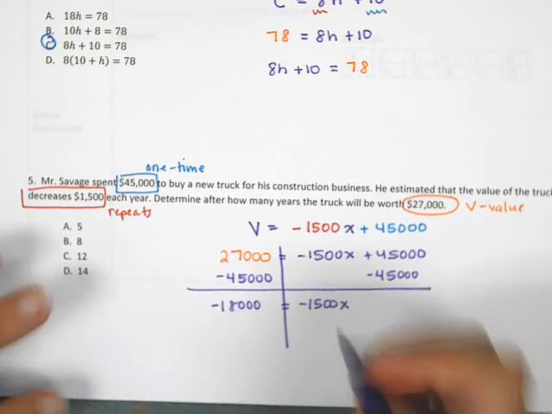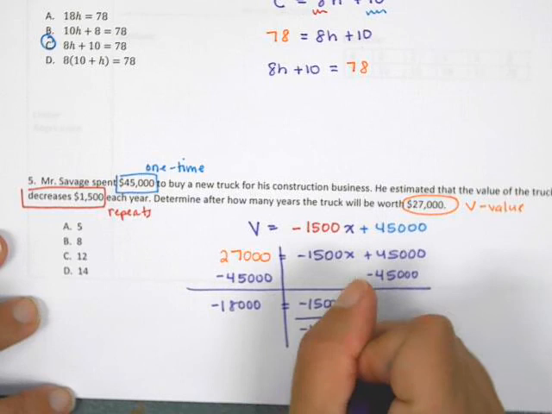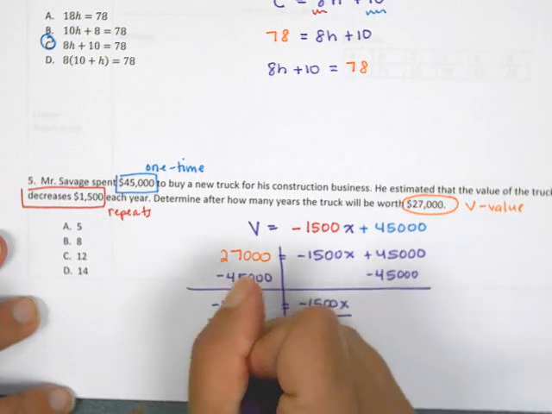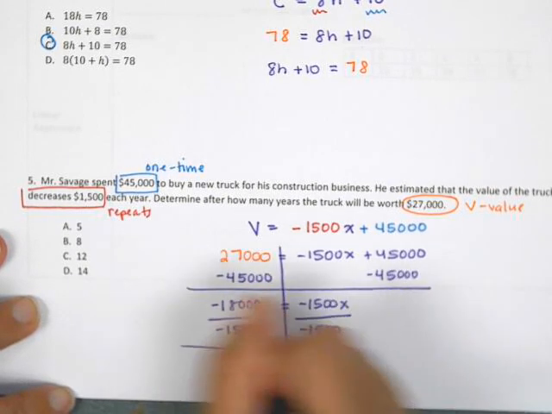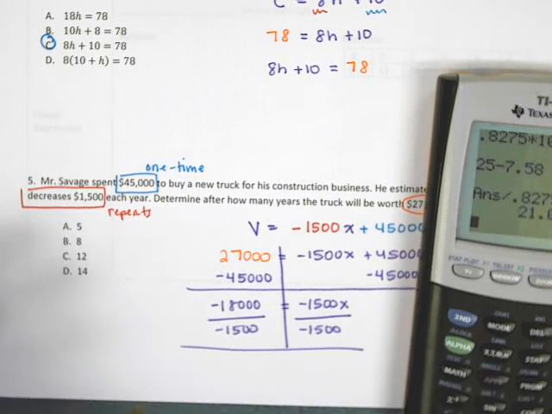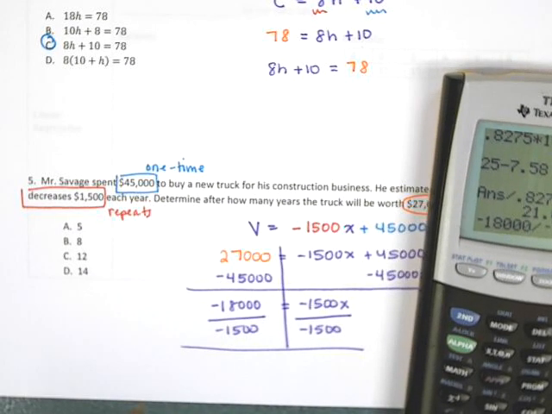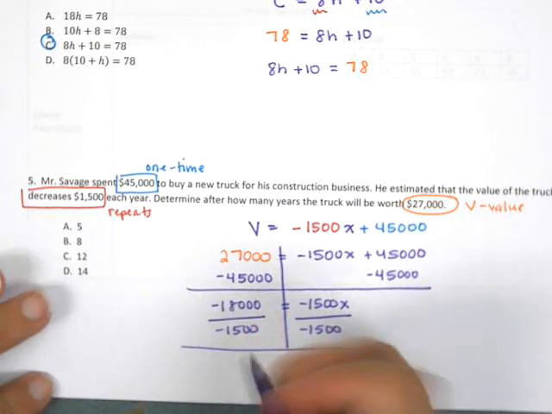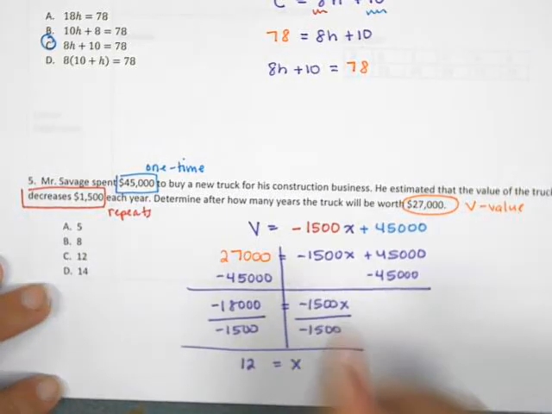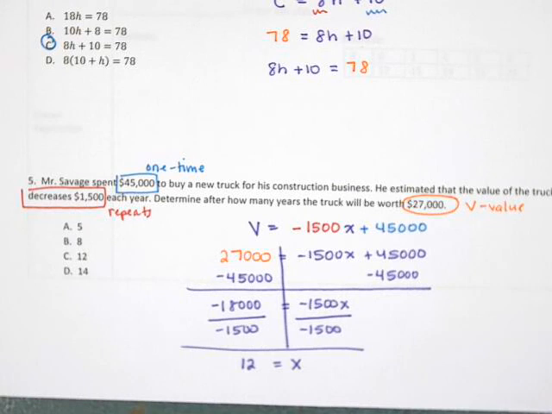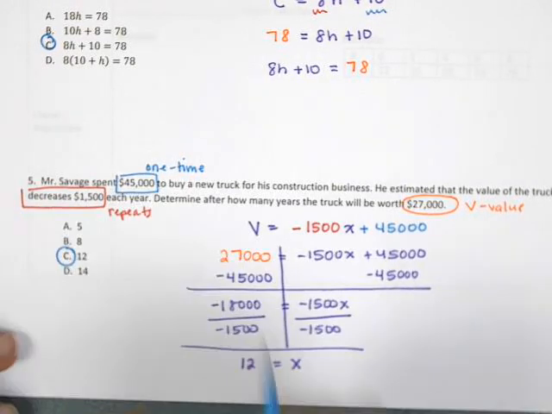Then I'm going to have to divide by negative 1,500 and see what I get. So negative 18,000 divided by negative 1,500 gives me 12 years. So in 12 years, his truck is only going to be worth $27,000. So the option would be C.